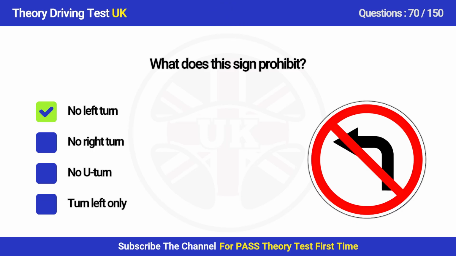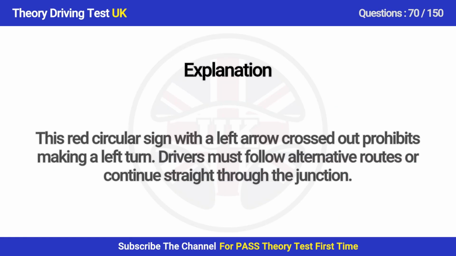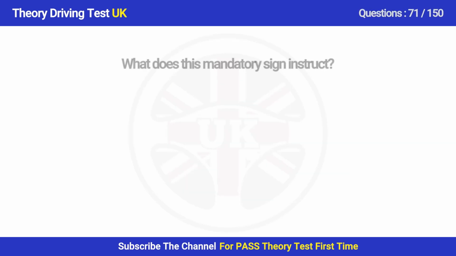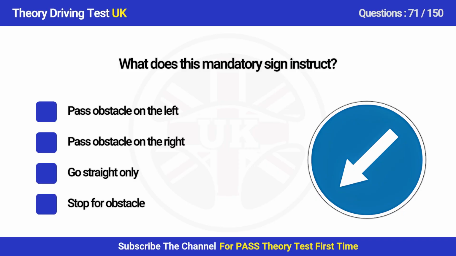Answer is A. No left turn. This red circular sign with a left arrow crossed out prohibits making a left turn. Drivers must follow alternative routes or continue straight through the junction. Question 71. What does this mandatory sign instruct?